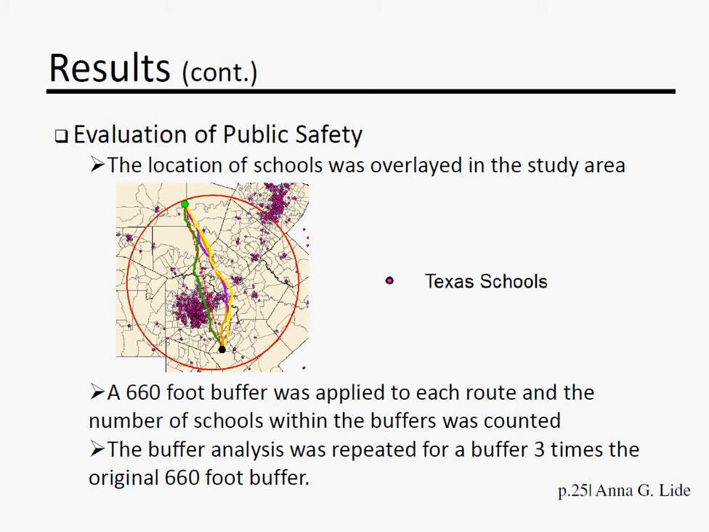First, a 660-foot buffer was applied, and then a second buffer of 3 times the 660-foot buffer. The value of 660 feet was taken from the regulatory requirements on gas pipelines.